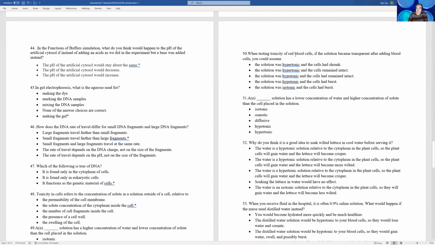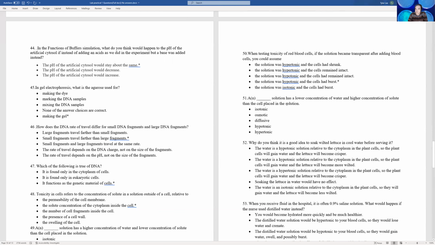When testing the tonicity of red blood cells, if the solution becomes transparent after adding blood cells, I think we already answered this one. But if you add red blood cells to a solution and it becomes transparent, those cells have burst. And again, they burst because water has entered those cells, which means there's a higher concentration of solutes within the cell, which means that the solution itself is hypotonic, having a lower concentration of solutes.